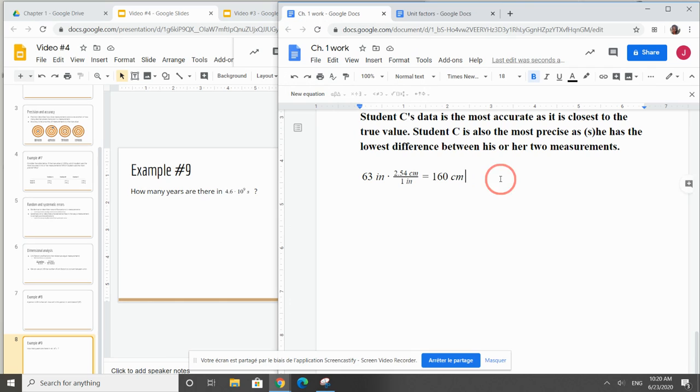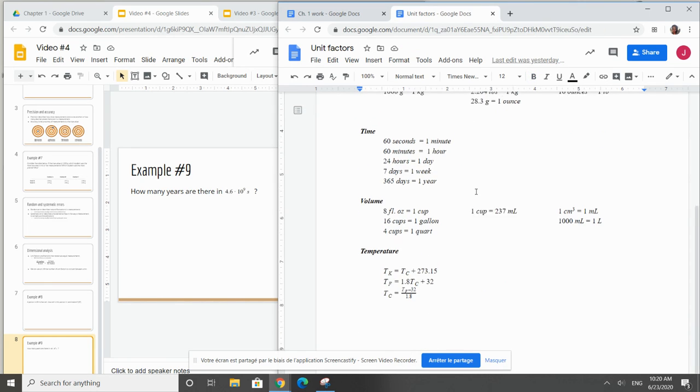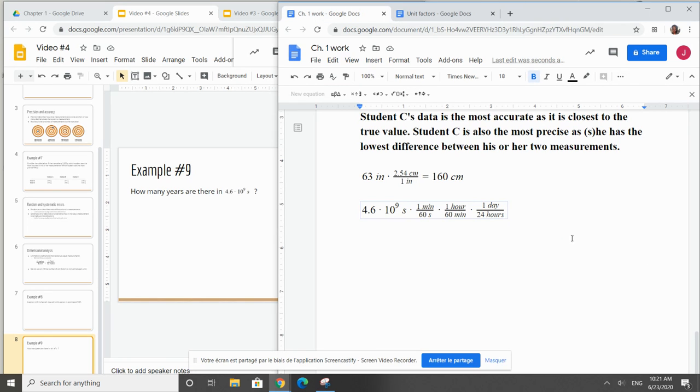So I'm going to stick to the unit factors that are on the sheet. For things like time, if you have some of them memorized, that's okay to use them. So I'm going to first convert this to minutes, and then to hours, and then to days, and then I think I did 365. I don't think I did the 0.14. Yeah, or 0.25 rather.